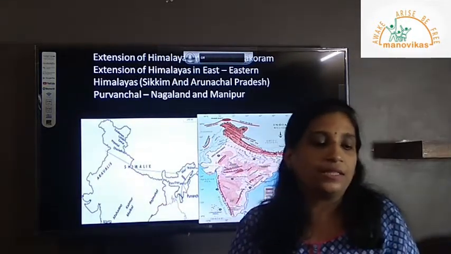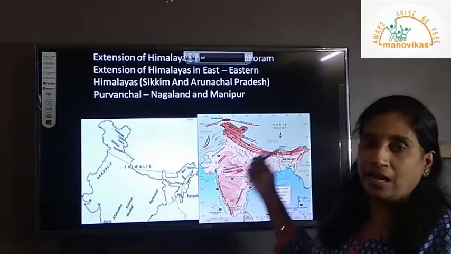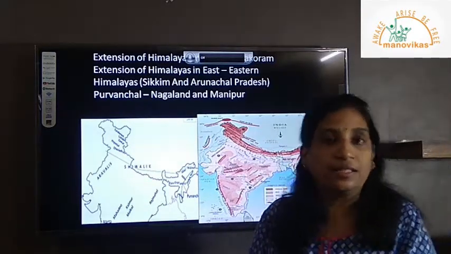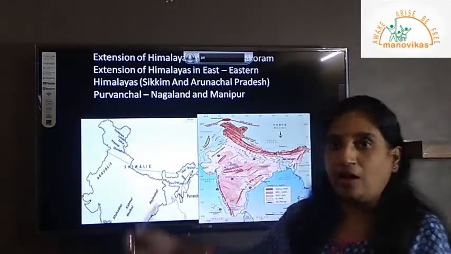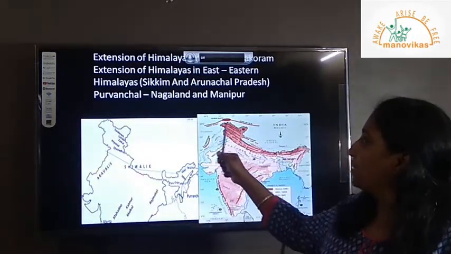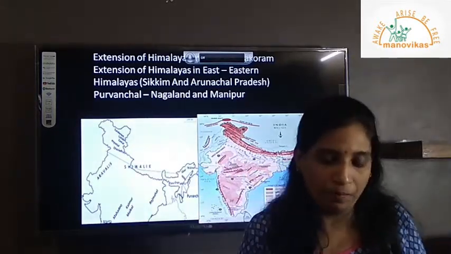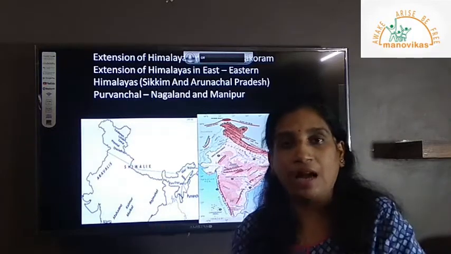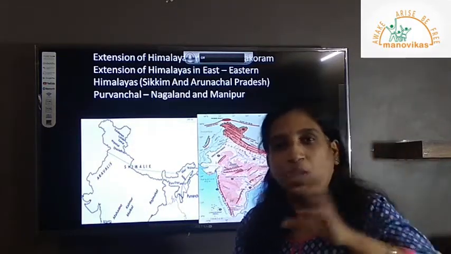An extension of these Himalayas extends into the northeast. In the eastern Himalayas, in Sikkim, Arunachal Pradesh and other northeast states, the same Himalayas extend and they are called Purvanchal Hills. And on top, where it extends into part of Asia, it is called the Karakoram Range, right on top. This is how our Himalayas are. Don't think Himalayas is only one mountain peak or small mountain ranges.